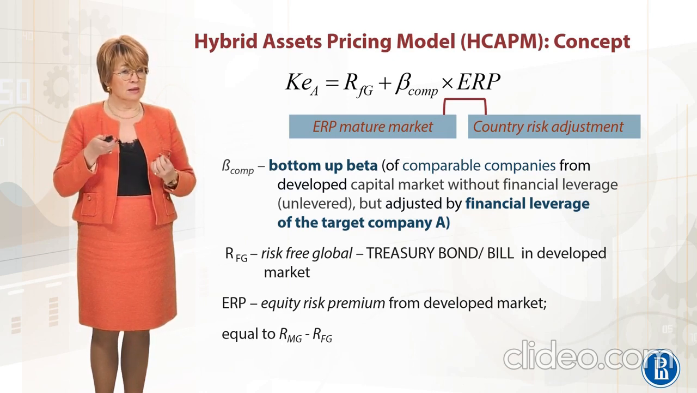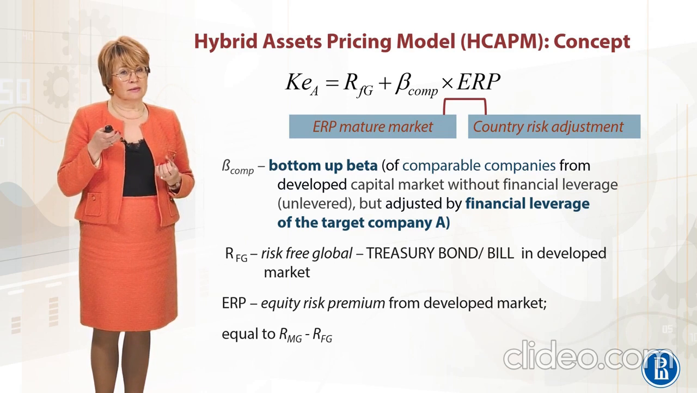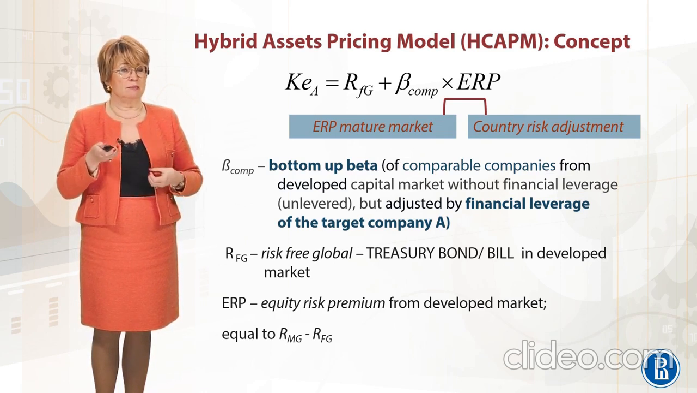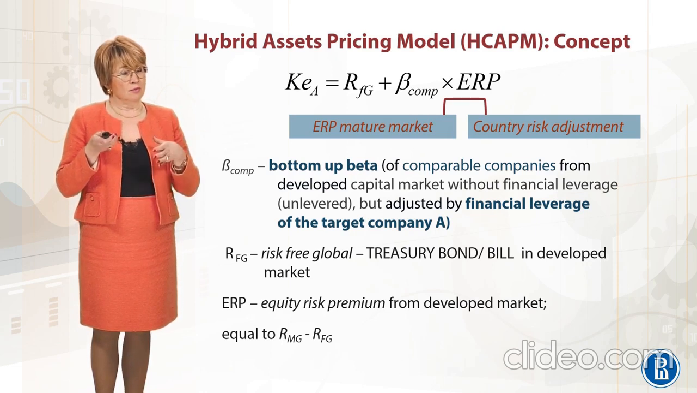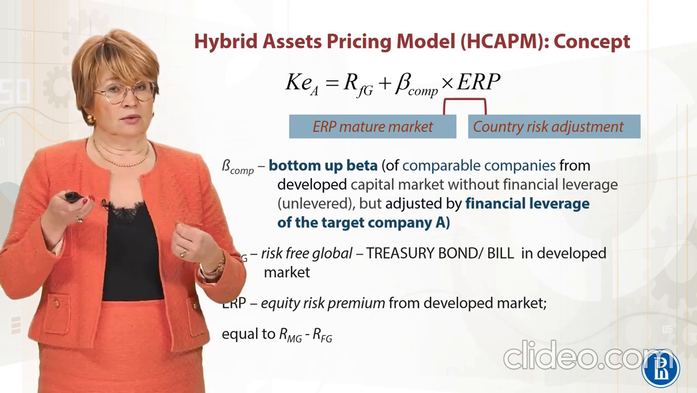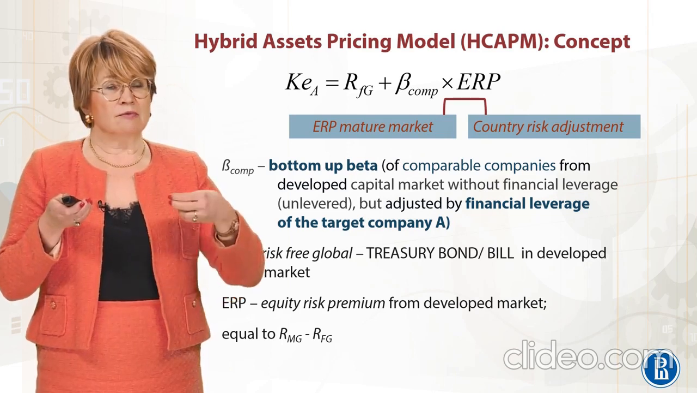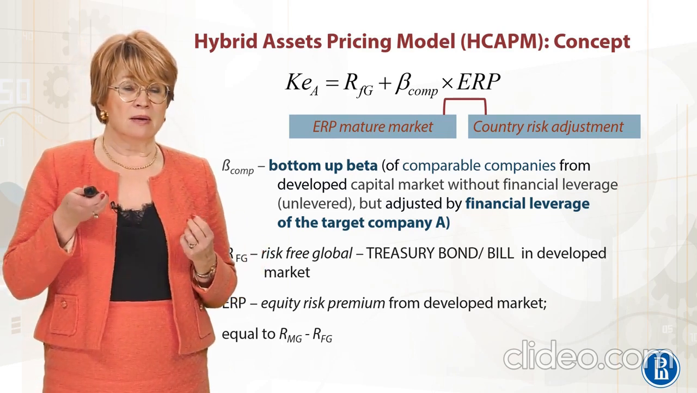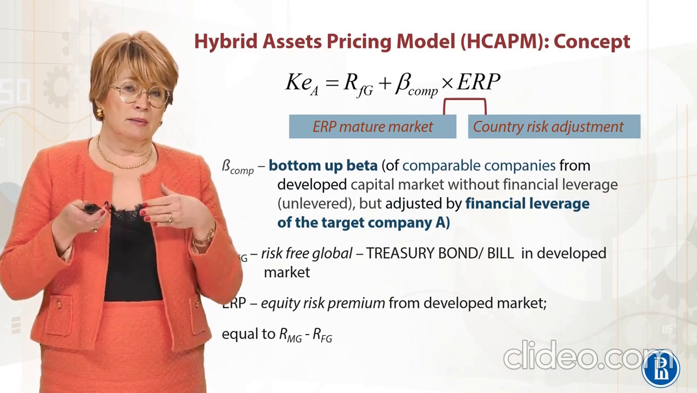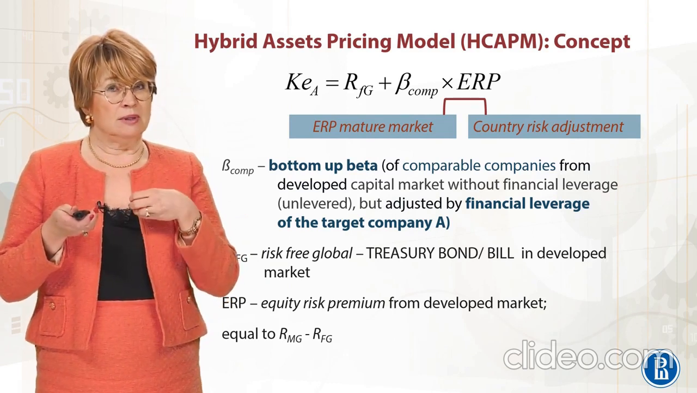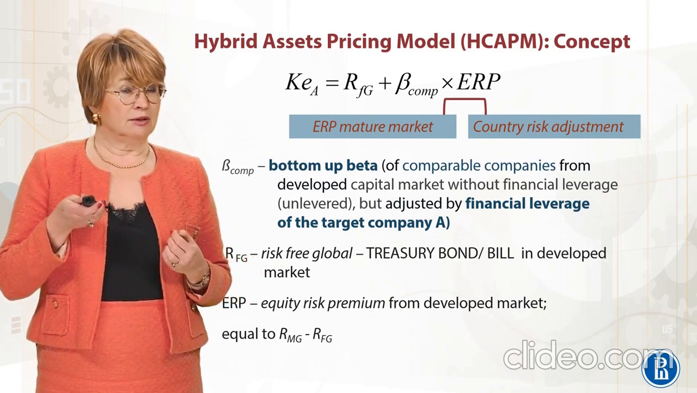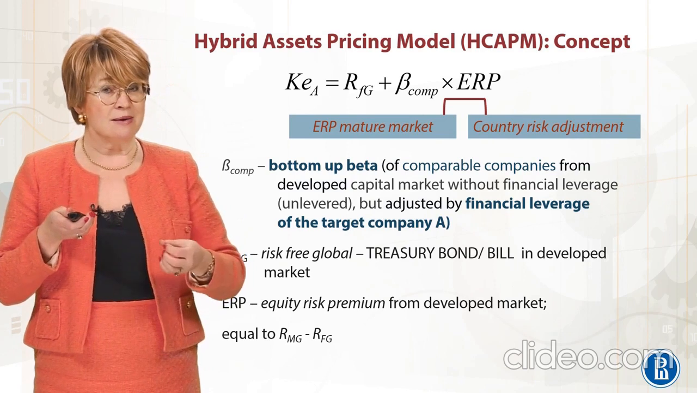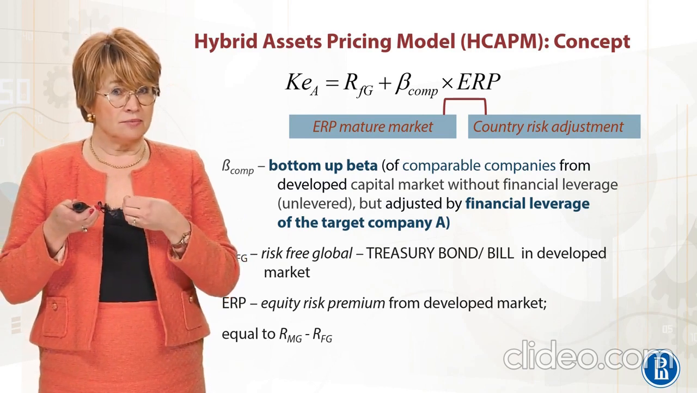And we said that we can find the unlevered betas of comparable companies and then transform this weighted average unlevered beta into beta levered for some particular company A, just using that company A's capital structure coefficient, debt to equity, and that company A's corporate tax rate.